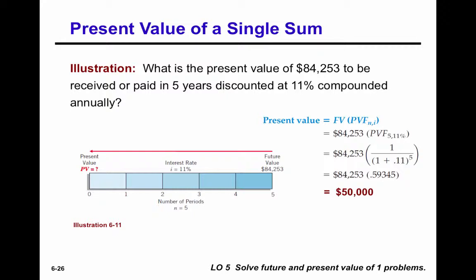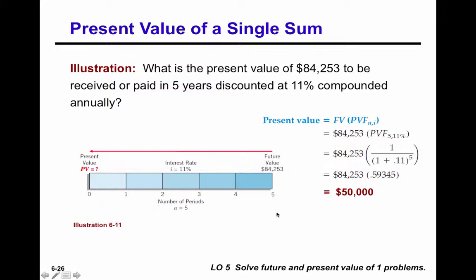Now, the implication of this is that if you can be certain of an 11% return for 5 years, you would essentially be indifferent between receiving $50,000 today or the $84,253 in the future.